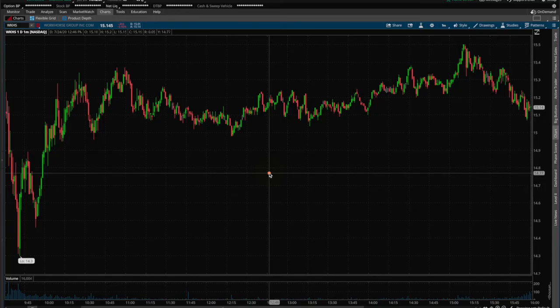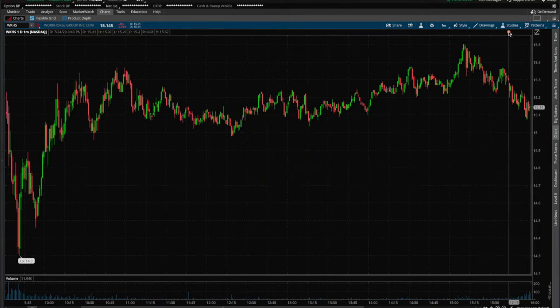Okay, so what is the MACD indicator? MACD stands for Moving Average Convergence Divergence, and it is an indicator that some traders use to help them spot potential trend reversals and also the general trend of a given stock. So let's just open the MACD indicator here on ThinkorSwim.